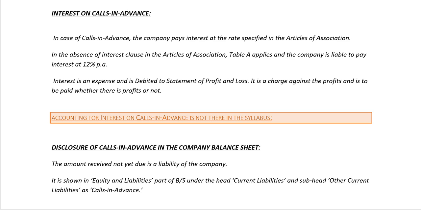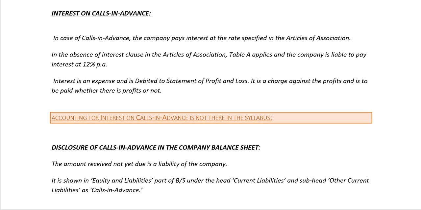This interest is an expense and it's debited to the statement of profit and loss. It is a charge against the profits and has to be paid whether there is a profit or not. Accounting for interest on calls in advance is not there in the syllabus.